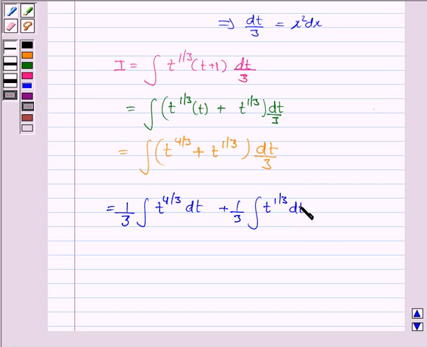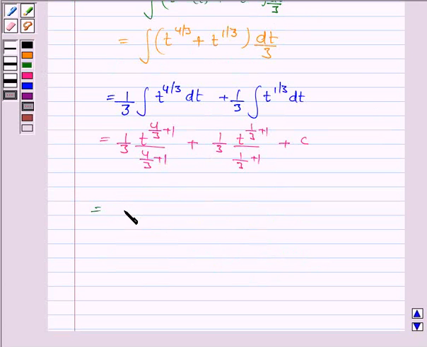Now the integral of t to the power 4 by 3 is given by t to the power 4 by 3 plus 1 upon 4 by 3 plus 1, plus 1 by 3 into the integral of t to the power 1 by 3, which is t to the power 1 by 3 plus 1 upon 1 by 3 plus 1, plus c, which is the constant of integration of both the integrals. This is again equal to 1 by 3 into t to the power 7 by 3 upon 7 by 3 plus 1 by 3 into t to the power 4 by 3 upon 4 by 3 plus c.